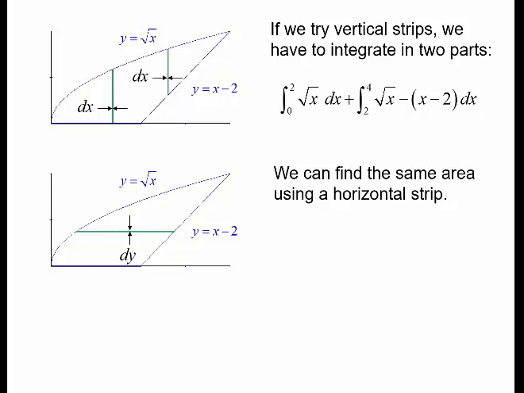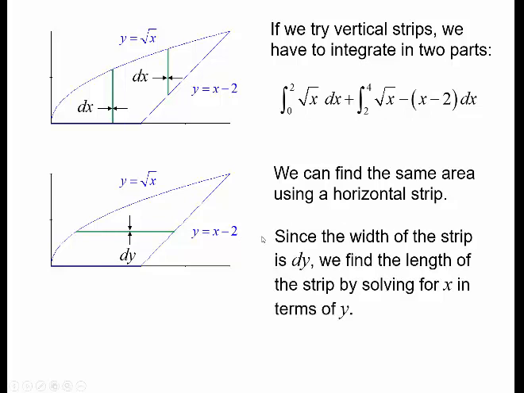Why wouldn't you want to use one integral, which is nice? But what's the problem here is our width is dy, not dx anymore. Since the width of the strip is dy, we find the length of the strip by solving for x in terms of y. So we're going to take those two equations, y is equal to square root of x and y is equal to x minus 2, and basically just solve for x.